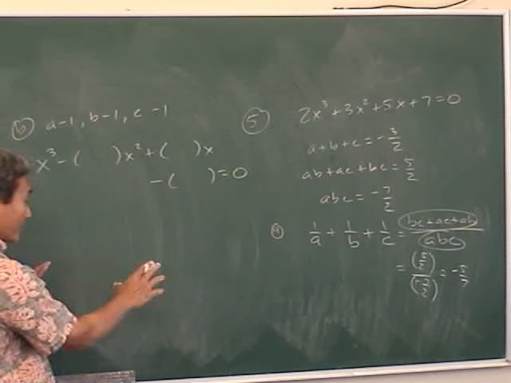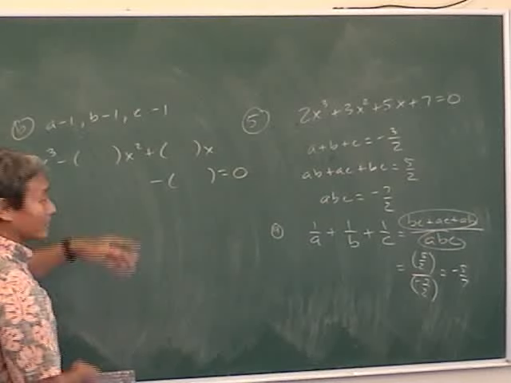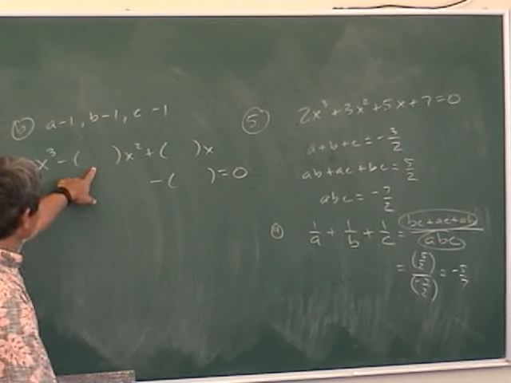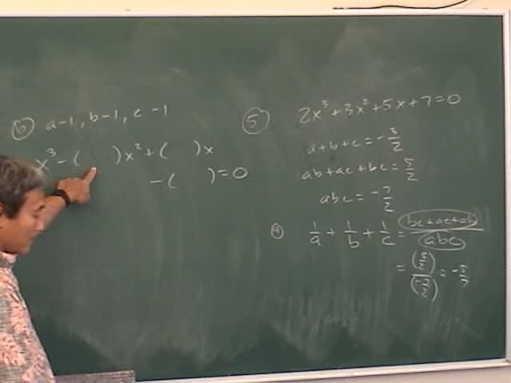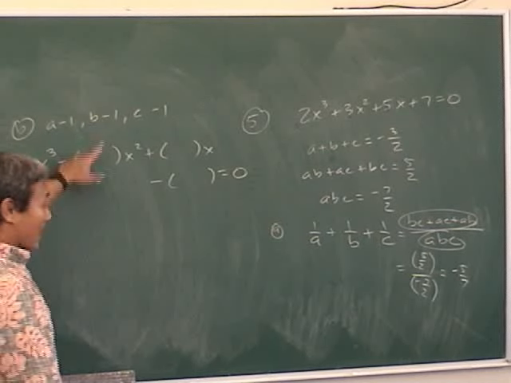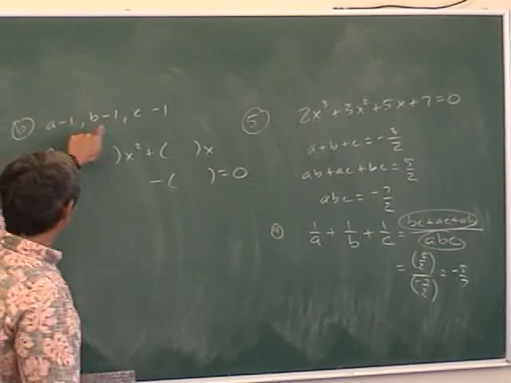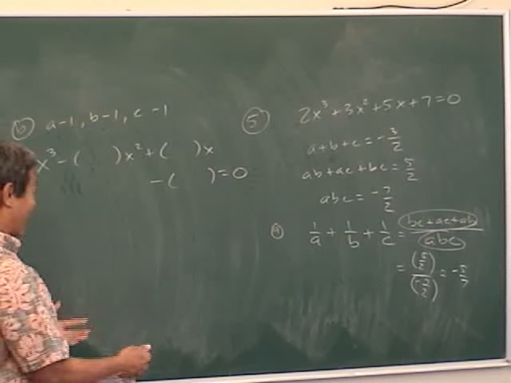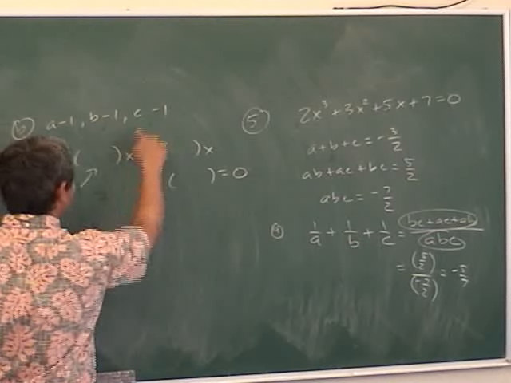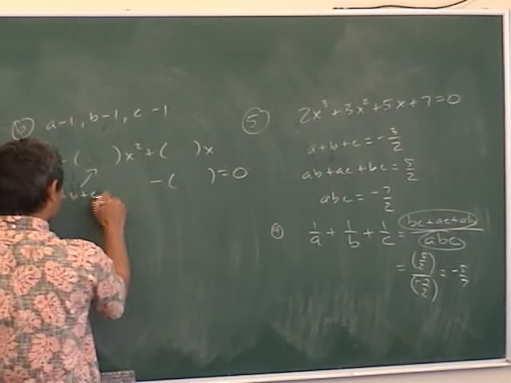Remember how I give you the three roots and the fastest way to write the equation is to do this, assuming a to be 1. What number goes in here? Were you guys here 24 hours ago? The sum of the roots. Here are the three roots. What's the sum of them? A plus b plus c plus 3.